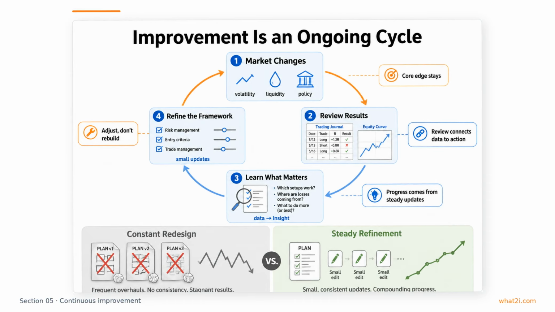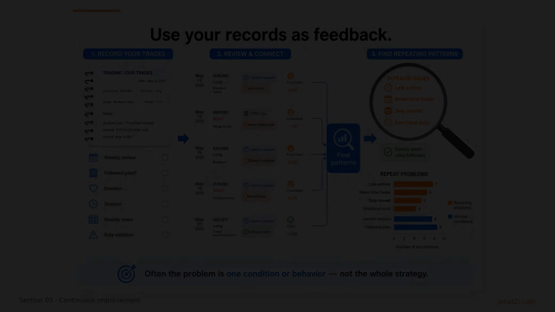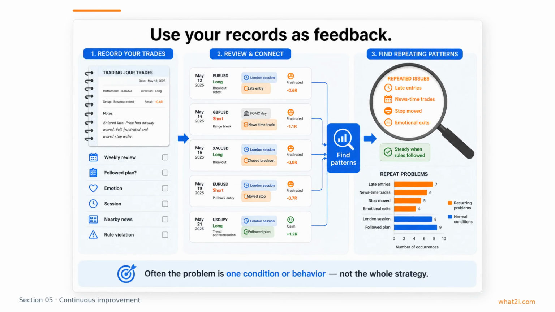Review connects data to action by showing what is still working and what needs attention. Progress usually comes from steady updates to a stable framework, not from repeatedly throwing the whole plan away. Your records are the main source of feedback for continuous improvement. Weekly journal reviews can reveal whether rule violations, emotional decisions, or certain market conditions keep appearing around poor trades.